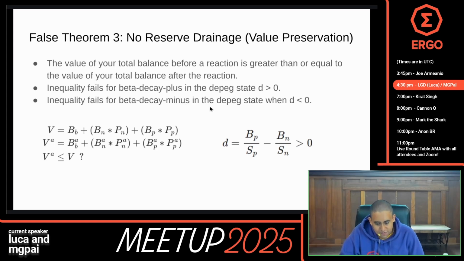However, there's this funny thing that happens when the state is depegged. In the case of beta plus and beta minus, if this difference, in the case of beta plus, is positive, then this won't be true. What that means is that you could sell your protons, but then the proton price increases, which doesn't make sense.